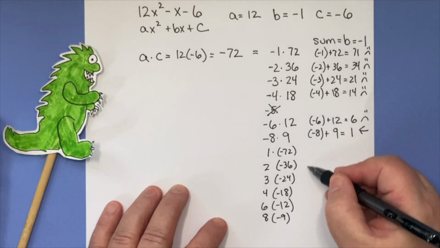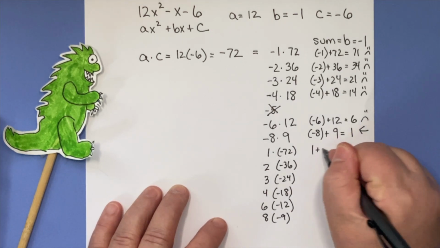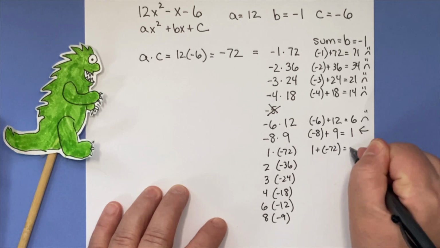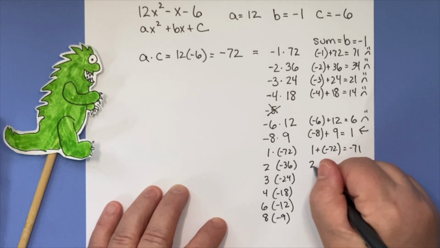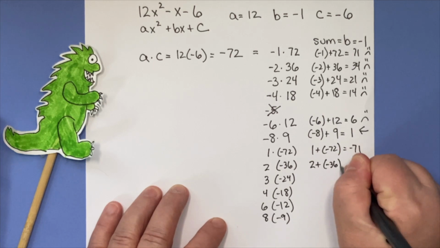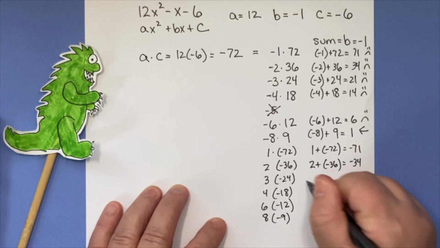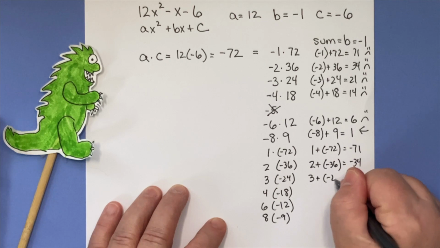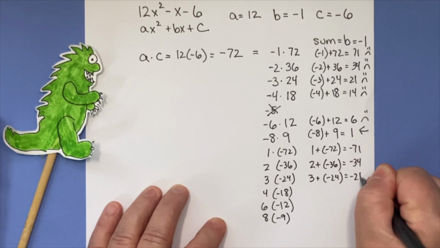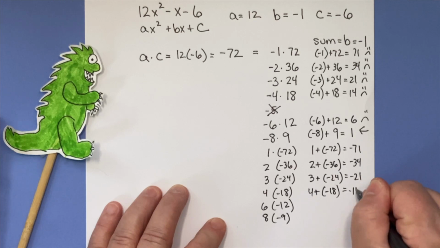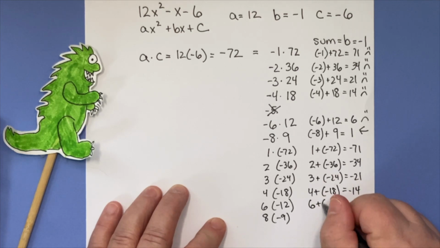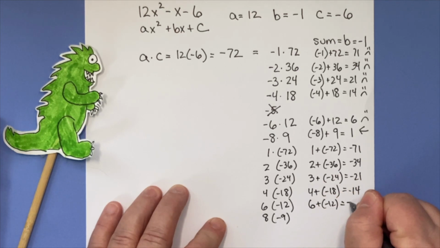So now I'm going to go through, and I could keep going. 1 plus negative 72 is negative 71. Oh, interesting. That's just the opposite of that one. 2 plus negative 36. Okay, that's going to be negative 34. 3 plus negative 24, negative 21. 4 plus negative 18 equals negative 14. 6 plus negative 12 is negative 6.